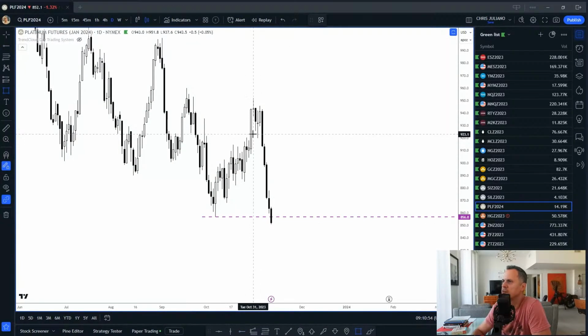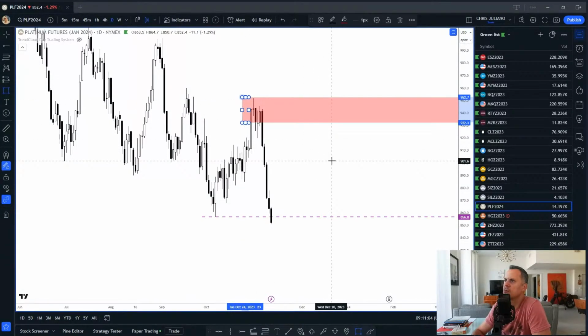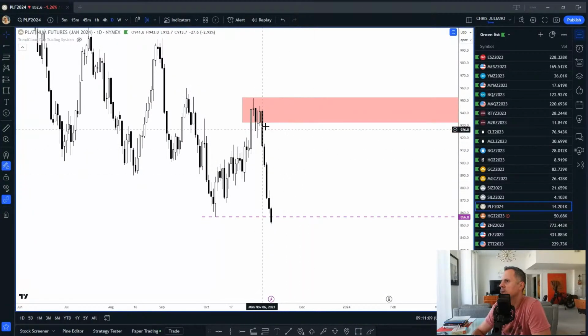Here's your, I guess you could say this is a rally base drop right here. Let's go right to where there's value. There's your zone right there. That's your controlling swing high. That's your controlling swing high right there on platinum.